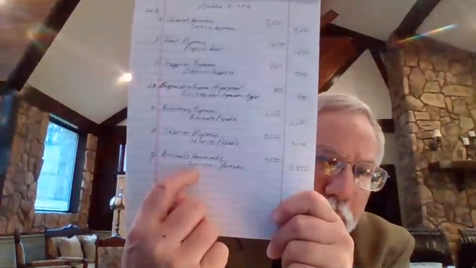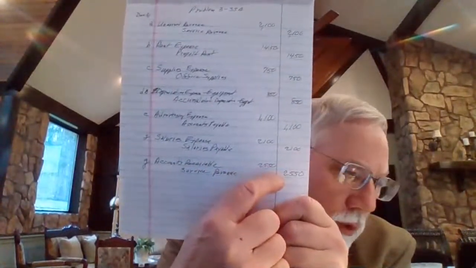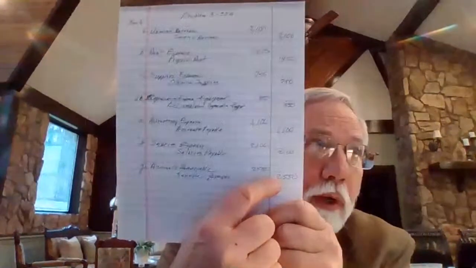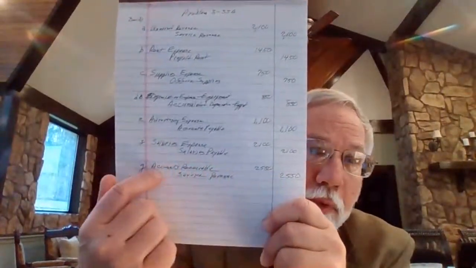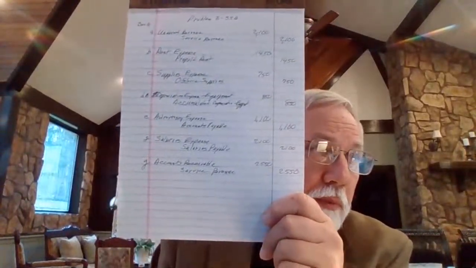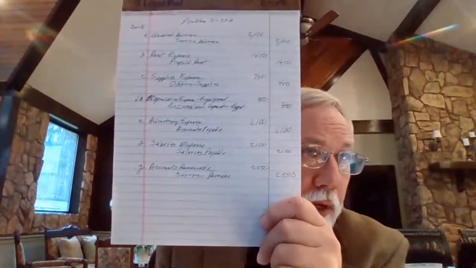So the revenue gets increased, service revenue, $2,550. We didn't pay them, or they didn't pay us. We didn't bill them yet, but we're going to set it up as a receivable. And hopefully when we're done, we'll send them a bill in January and get paid in February. So those are the entries.